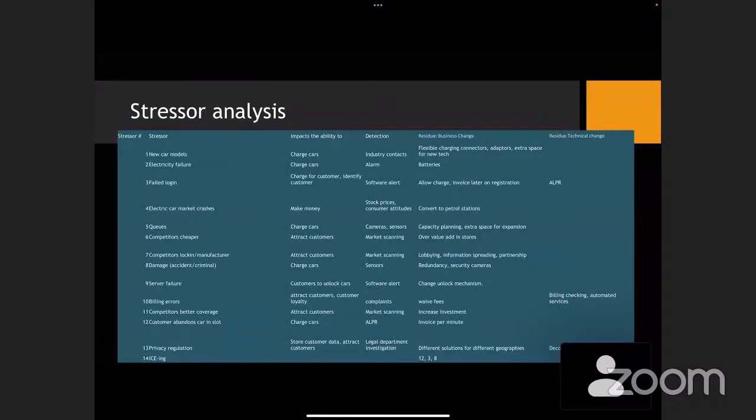This is an example of the stressor analysis that could be done for such a project. And obviously this is a politically correct version. There's no lizards or anything in here because you don't want to scare management. And you can see the kind of things that might stress this system.